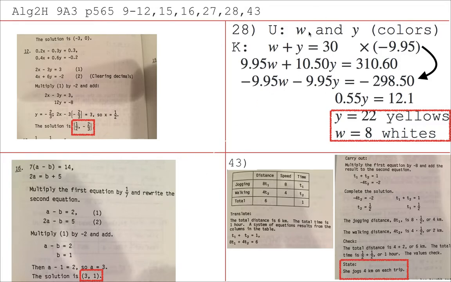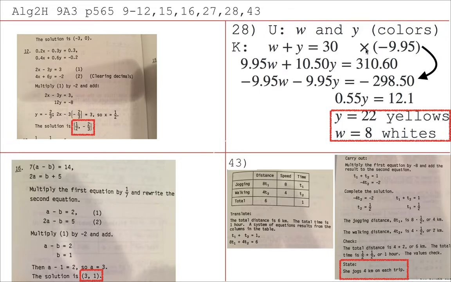We've got a word problem here. White sweatshirts and yellow sweatshirts, a total of 30, and so this is the total number of sweatshirts, and this is the total amount of money. $9.95 for each individual white sweatshirt and $10.50 for each individual yellow sweatshirt, and this is the total amount of money. It's really convenient to think about total equations. Whenever you can, think about writing total equations. They really lend themselves well to elimination.